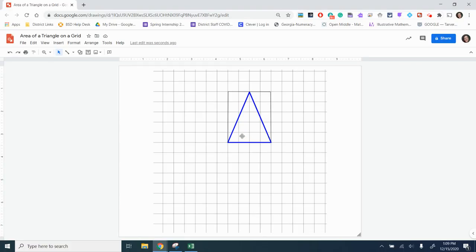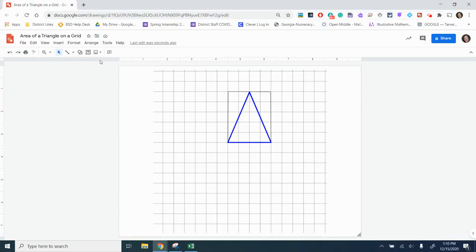1, 2, 3, 4, 5, 6, 7, 8, 9, 10, 11, 12, 13, 14, 15, 16, 17, 18, 19, 20. Or to be more efficient, we could count the number of square units in a row and multiply that by the number of rows. So there are 1, 2, 3, 4 square units in a row, and 1, 2, 3, 4, 5 rows, and 4 times 5 is 20.